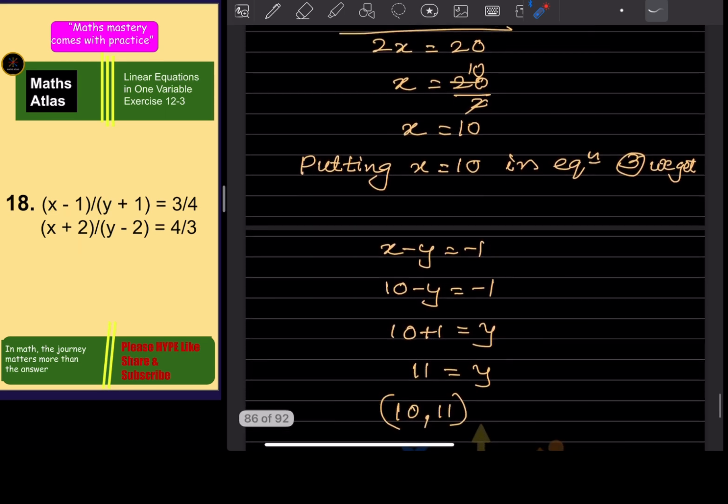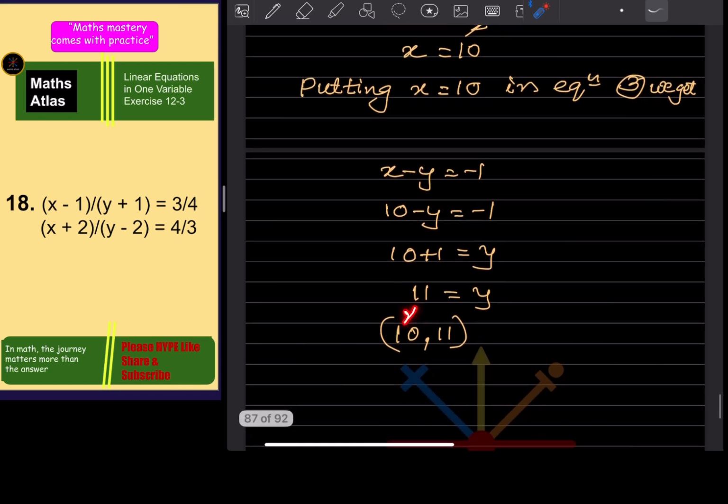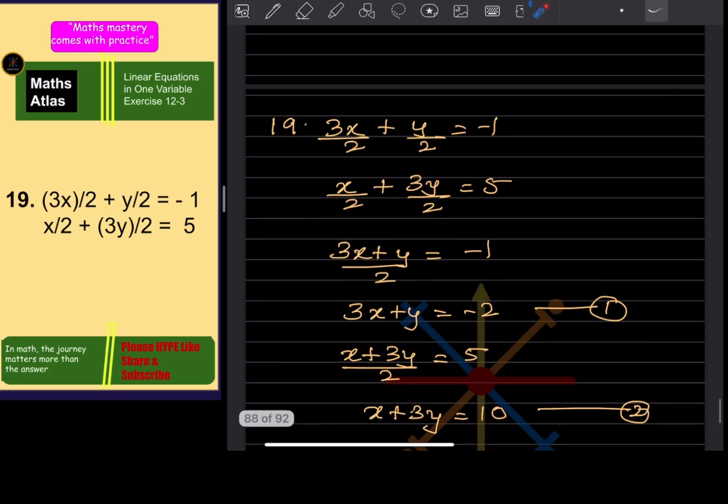Putting this x is equal to 10 in equation number 3, we get the value of y. So this is x and this is y, so that will be 10 and 11. Same here. Now you can just have a look and you can do it yourself. All the steps are here.